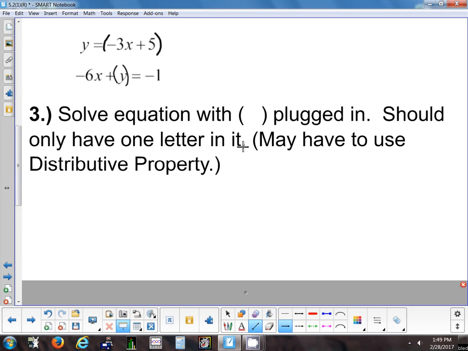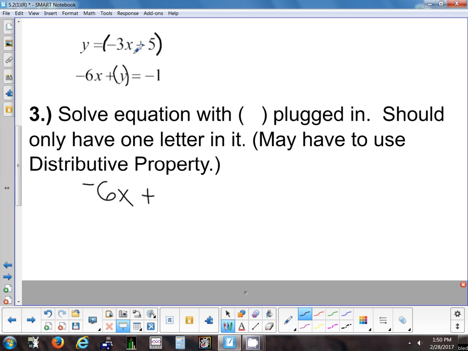Look at my first term, my negative 6x. It has no parentheses. It has nothing. Nothing needs to change there. It stays exactly the same. It stays as negative 6x. The plus sign stays there. There's no parentheses around it. It doesn't need to change. I'm just going to put a plus.